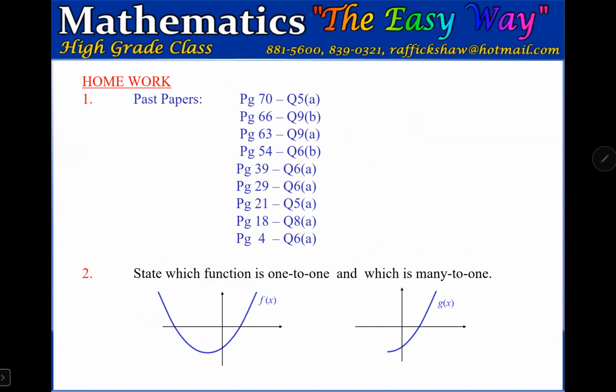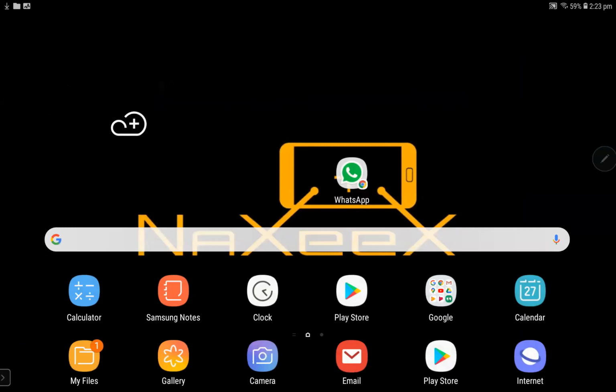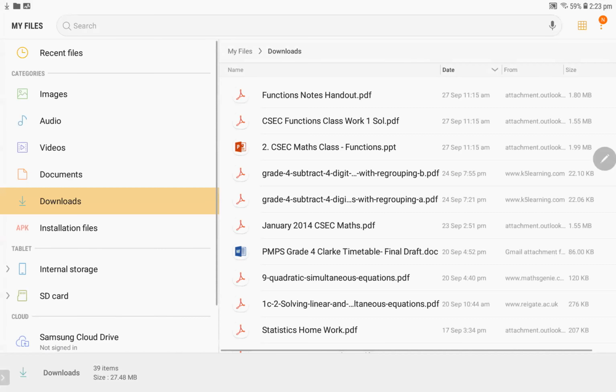Homework number 1. And the functions handout, homework number 1. Let me show you what it's supposed to look like. Functions homework number 1. So let's see.